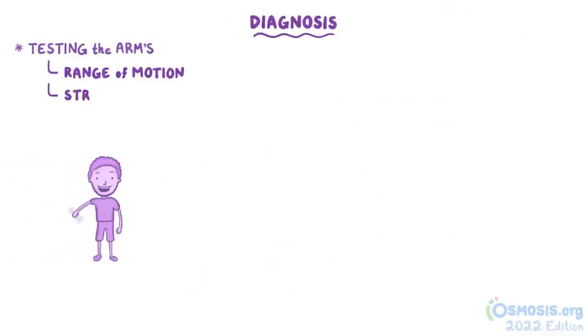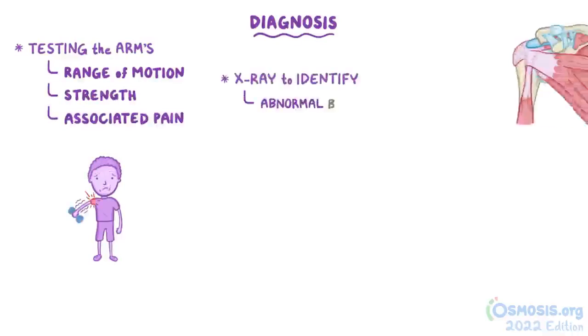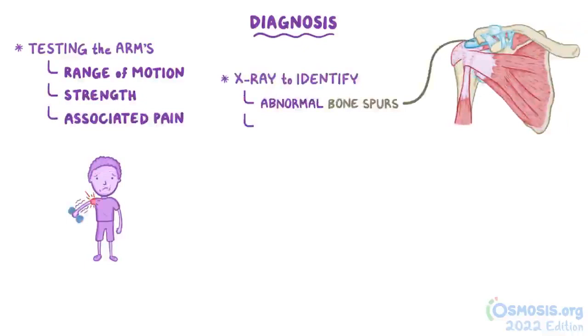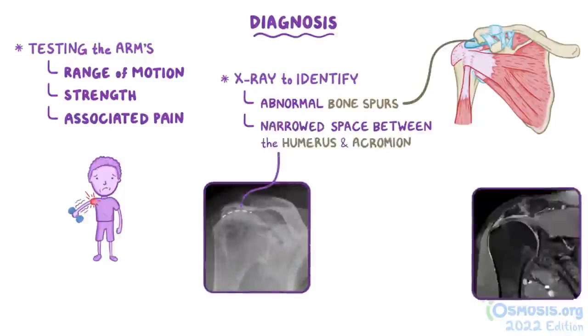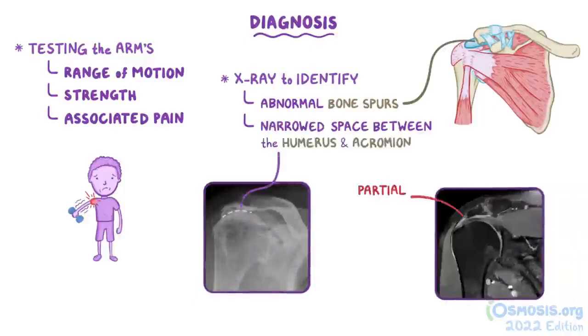The diagnosis of a rotator cuff tear mainly relies on testing the arm's range of motion and strength, and any associated pain. An X-ray may identify the presence of abnormal bone spurs on the acromion, or if the space between the head of the humerus and the acromion is narrowed. An MRI can visualize the torn tendon and identify if it's a partial or complete tear.